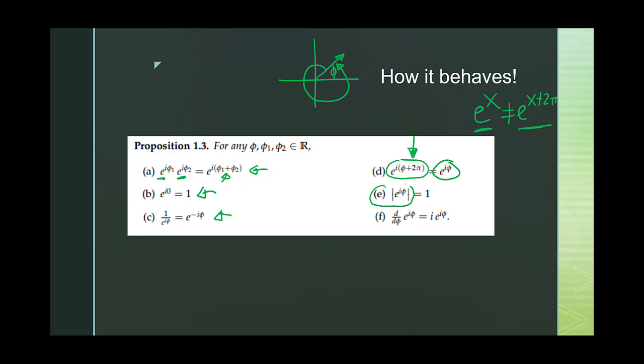Part E here says if you take the length of e to the I phi, you just get the number 1. So it has unit length. And then F here, this is something that's similar to calculus as well. If you take the derivative of e to the I phi with respect to phi, you get I e to the I phi. Okay? And that I is coming from the chain rule.